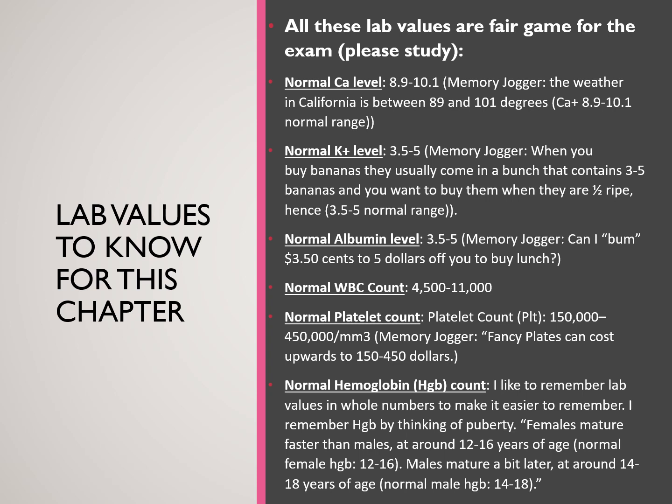Your normal albumin level, 3.5 to 5. Memory jogger: can I bum albumin? $3.50 to $5 off of you to buy lunch. Normal white blood cell count is 4,500 to 11,000. I don't have a silly memory jogger for that one, but if you do think of one, please send it to me. I would love to add it.